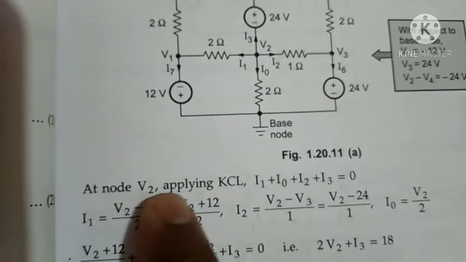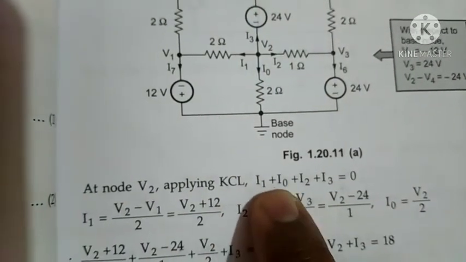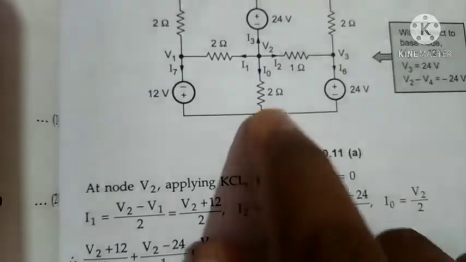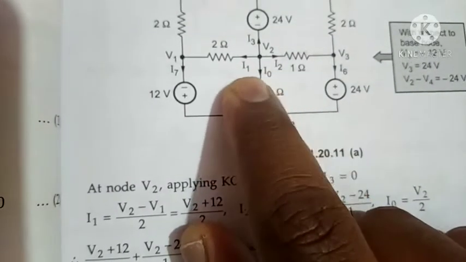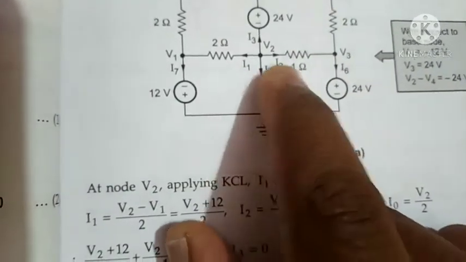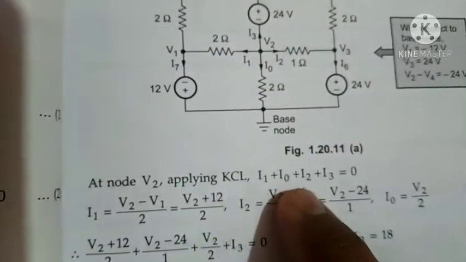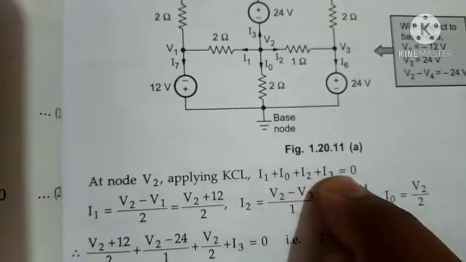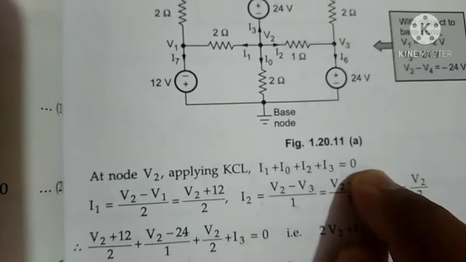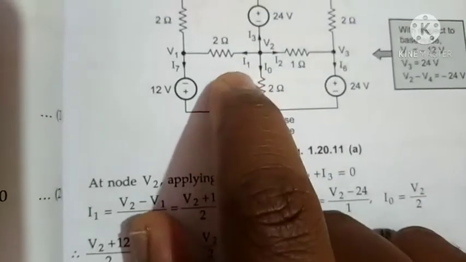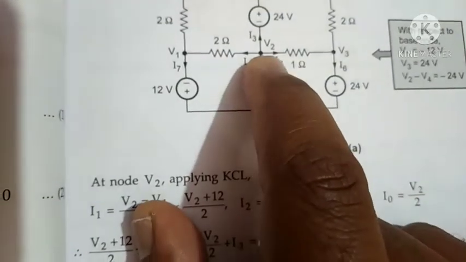Now at node V2, applying KCL, all of I1, I0, I2 and I3 are outgoing currents, so the sum of all the currents is equal to 0. Now we will calculate one by one. I1 is going between V2 and V1.